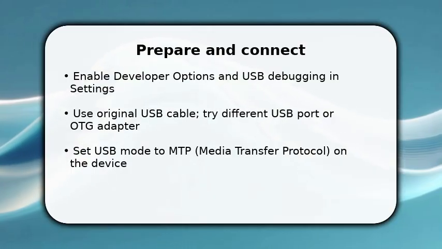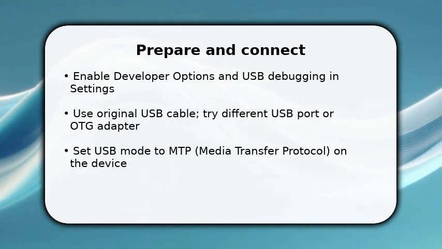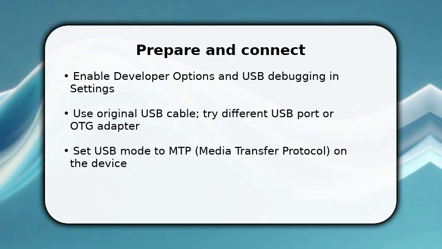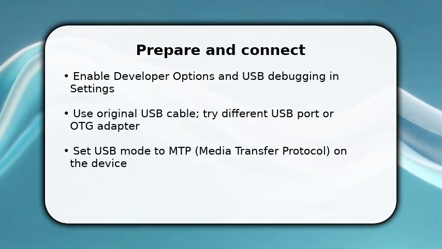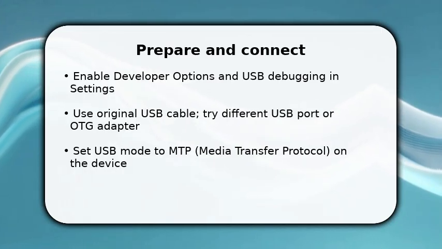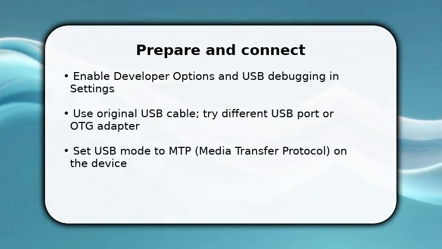You start by preparing the phone, enable developer options, and turn on USB debugging so you can inspect connections. Once done, plug an original cable into a reliable USB port and set the phone's USB mode to MTP. Make sure the screen is unlocked and you accept the computer's prompt when it appears.